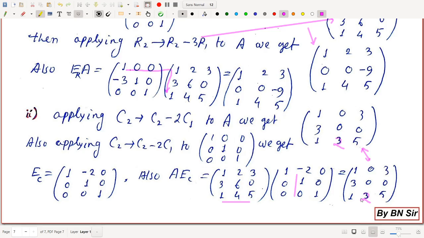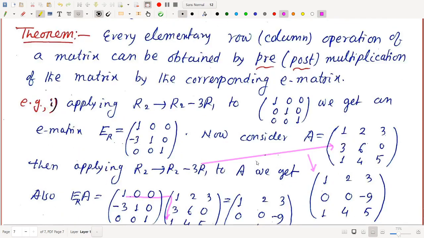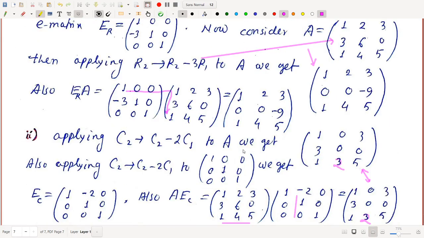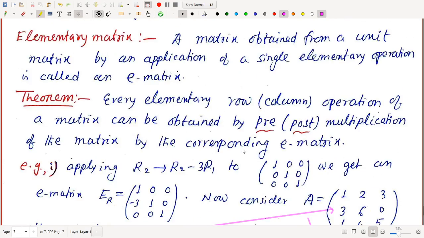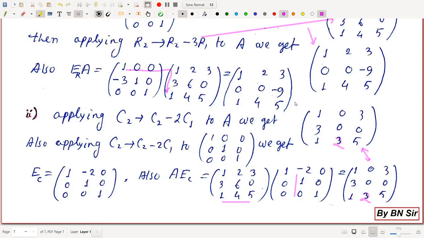Directly applying or post-multiplying. So this is the effect of an elementary operation and multiplication of the given matrix by the corresponding elementary matrix, and this will be helpful in finding the inverse of a matrix by the Gauss-Jordan method, etc. So today only the theoretical part we have seen. Problems we shall do in the next lecture, next class. Thank you.